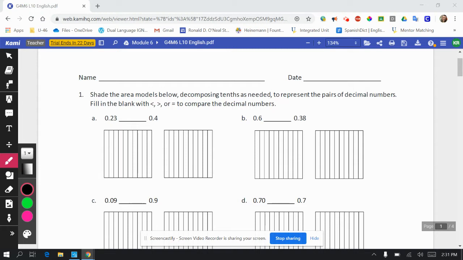So what we are doing today: coloring in or shading in the area models, then decomposing tenths as needed, meaning turning it into hundredths. Then representing the pair of decimal numbers, and then using less than, greater than, or equal to compare.